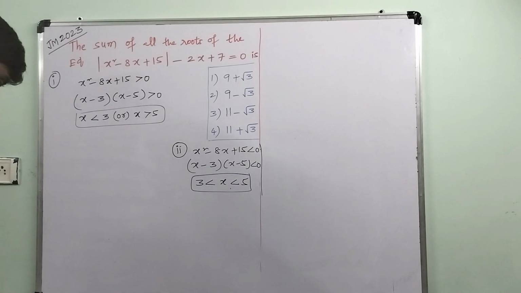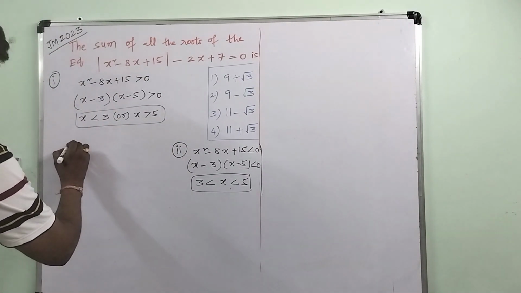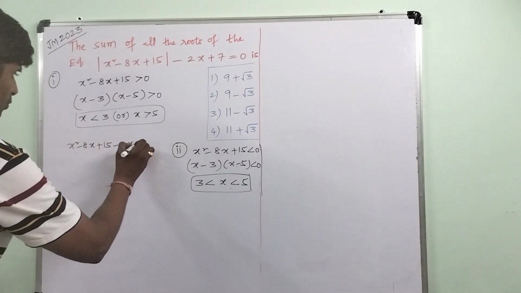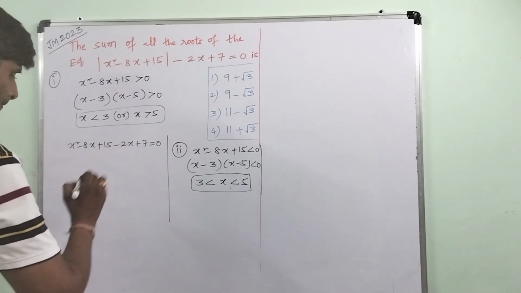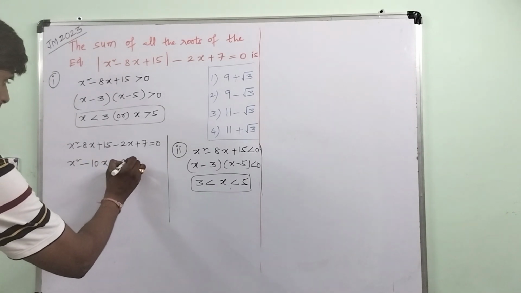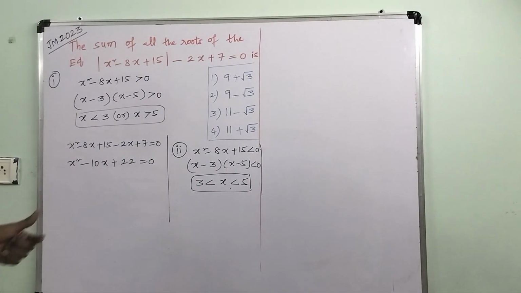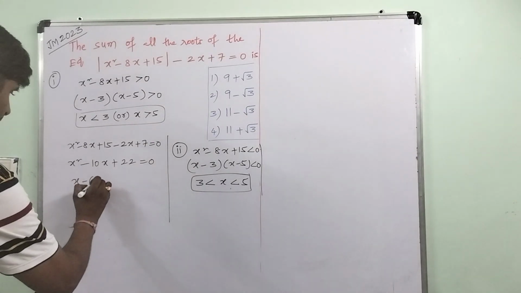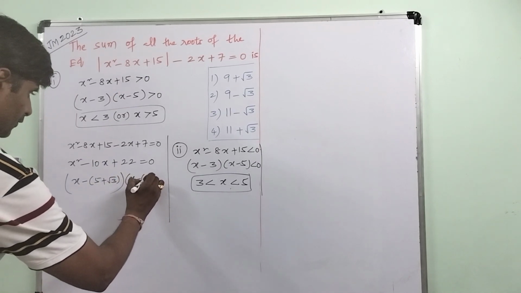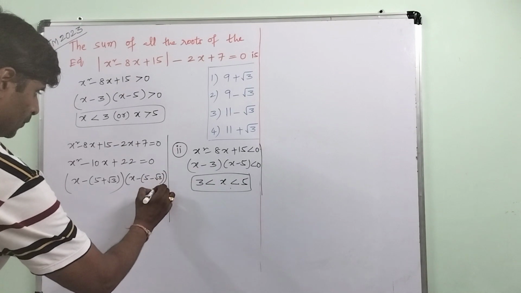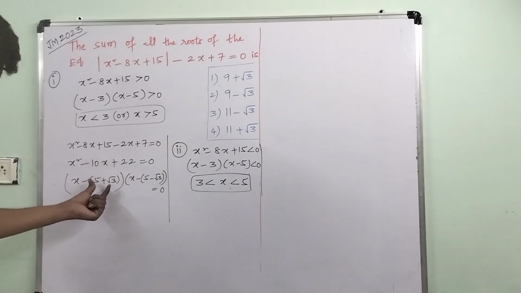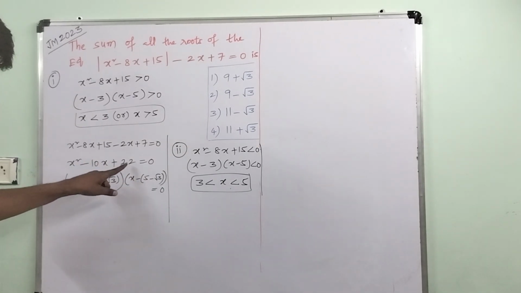Now let us start solving this. Now x square minus 8x plus 15 minus 2x plus 7 equal to 0. Alright, so now x square minus 10x plus 22 equal to 0. So as we know, from this we get the roots as x minus of 5 plus root 3 into x minus of 5 minus root 3. So if I add these two roots, minus root 3 plus root 3 get cancelled, sum is 10. If you multiply these two, 25 minus 3, that gives you 22.